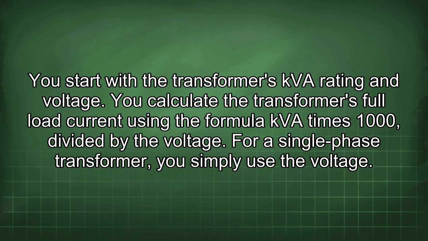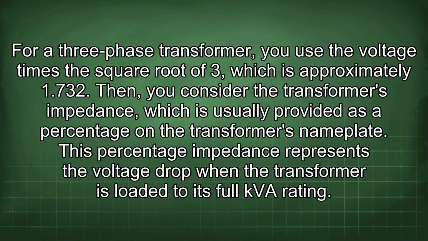Let's assume you have a transformer and want to find the available fault current at its secondary terminals. You start with the transformer's kVA rating and voltage. You calculate the transformer's full load current using the formula kVA times 1000 divided by the voltage. For a single-phase transformer, you simply use the voltage. For a three-phase transformer, you use the voltage times the square root of 3, which is approximately 1.732.